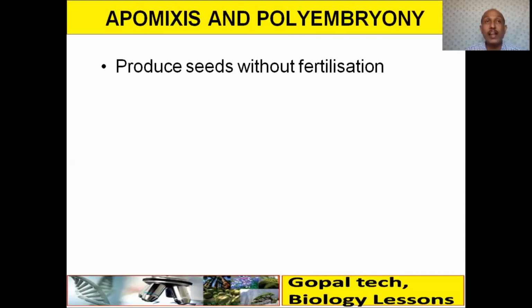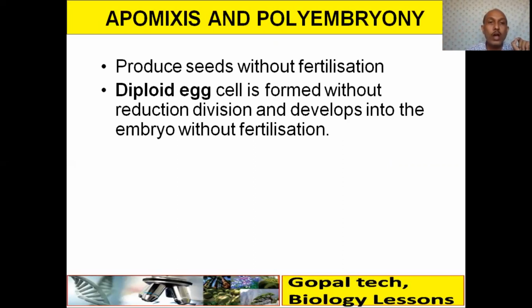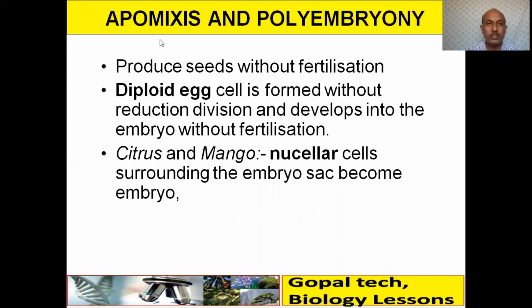Producing seeds without fertilization is called apomixis. See the difference between parthenocarpy and apomixis. Parthenocarpy: fruit develops without fertilization. Here, seed develops without fertilization. समझ में आ गया? Very important. So, how is the diploid egg cell formed without reduction division? We have studied reduction division होता है, haploid egg cell तैयार होता है. But here, apomixis: produce seeds without fertilization. Diploid egg cell is formed without reduction division and develops into the embryo without fertilization. हमने देखा है, without ये.